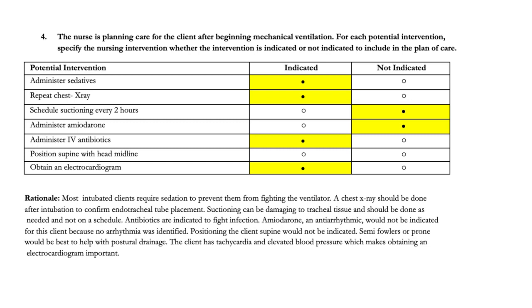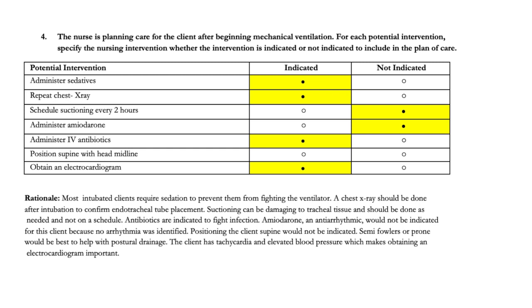The answers to question number 4 are: administering sedatives, antibiotics, chest X-ray, and electrocardiogram are all indicated. Schedule suctioning every 2 hours, administering amiodarone, and positioning the client supine with head midline are not indicated. Rationale: most intubated clients require sedation to prevent them from fighting the ventilator. A chest X-ray should be done after intubation to confirm endotracheal tube placement.